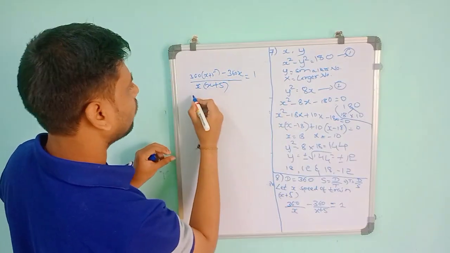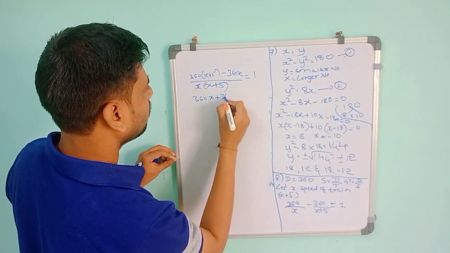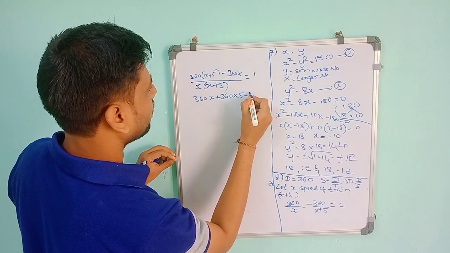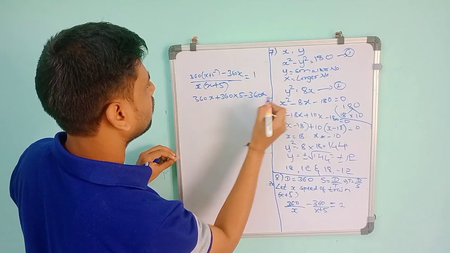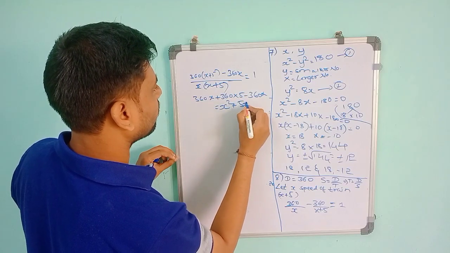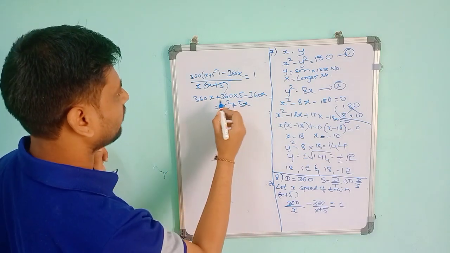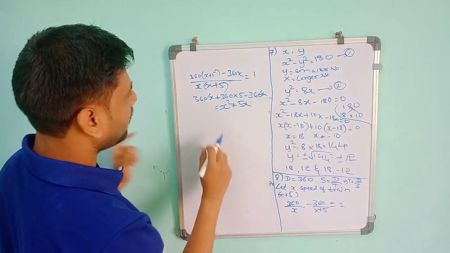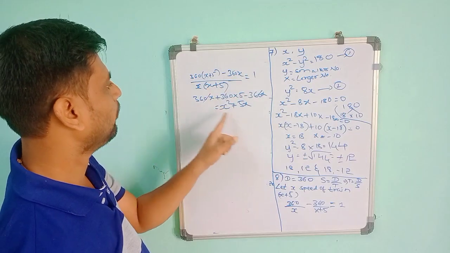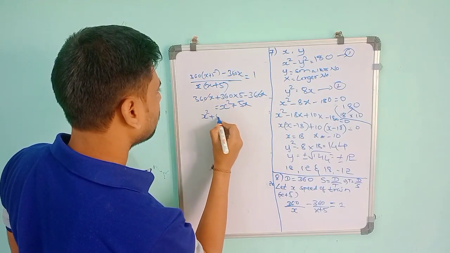So this one will come this side. So 360 into x plus 5, 360 into 5, minus 360x is equal to x square plus 5x. So here plus 360x and minus 360x will get cancelled. Remaining is x into x plus 5, so it will become x square plus 5x.